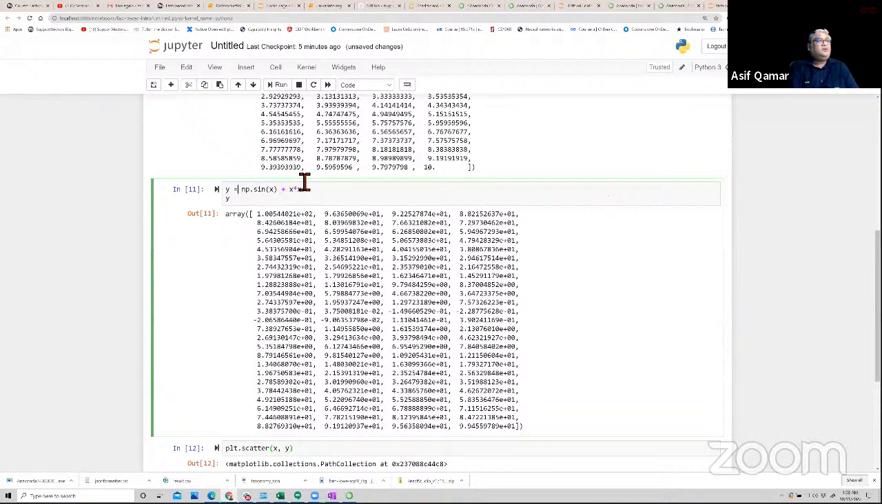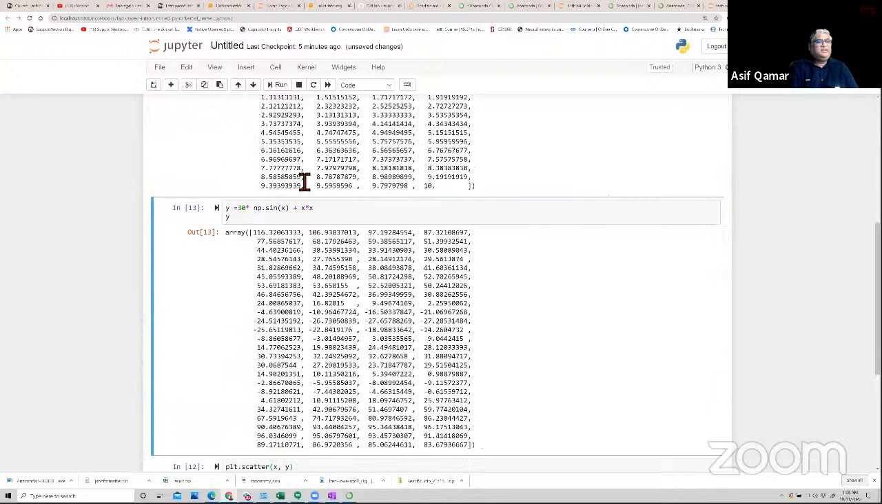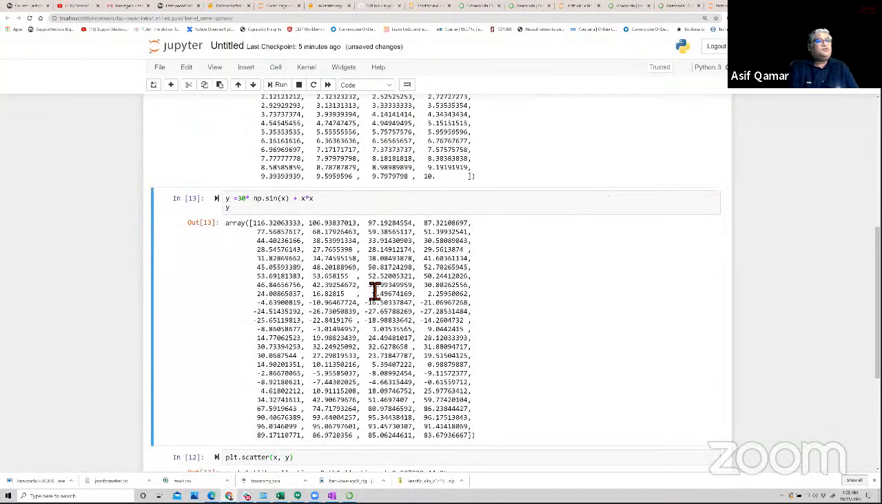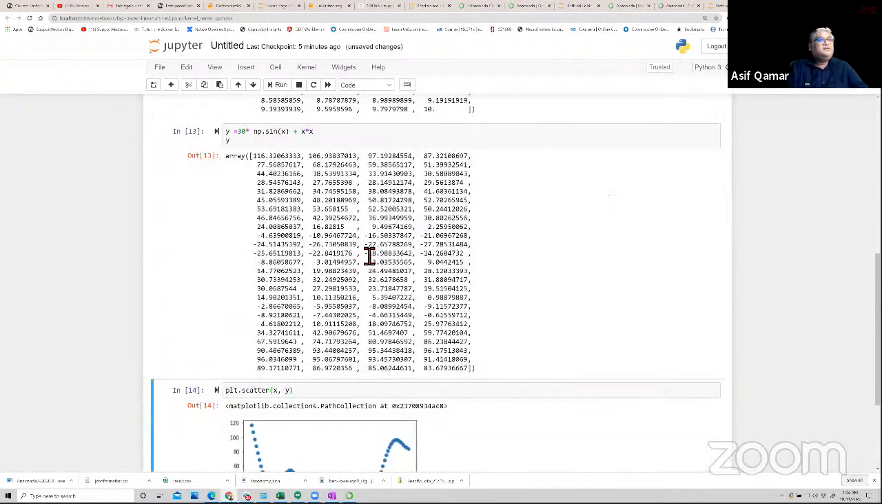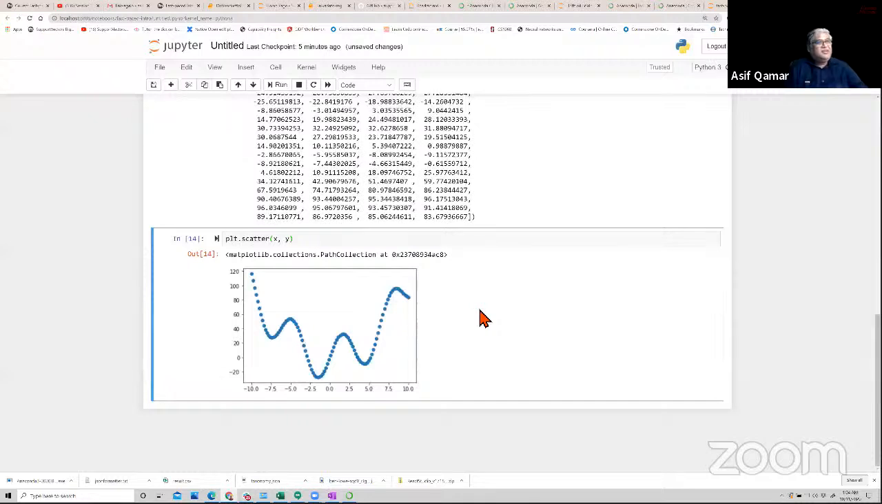10, 100. 30 times sine x. Just for no rhyme or reason, I'm doing this. Cooking up some function just to show how easy this whole thing is. And then there we go. And now we have a complicated function like this.